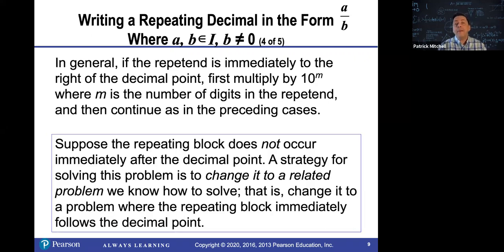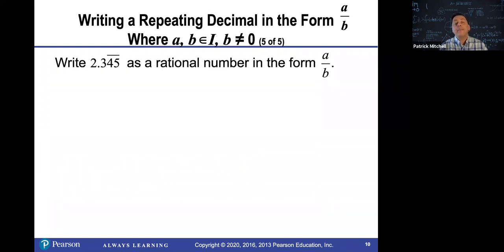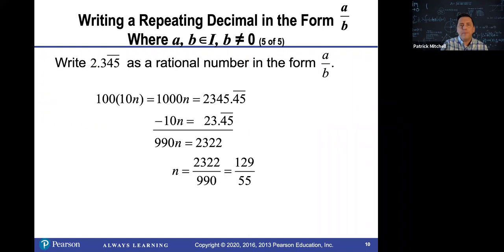Now, suppose the repeating block does not occur immediately after the decimal point. A strategy for solving this problem is to change it to a related problem we know how to solve. That is, change it to a problem where the repeating block immediately follows the decimal point. So for example, if we have 2.345 with just the 4/5 repeating, here's what we're going to do.